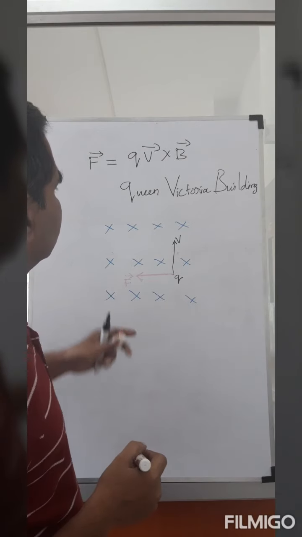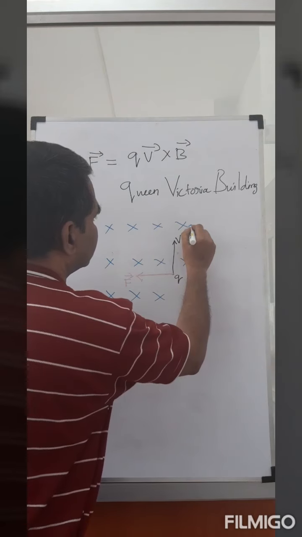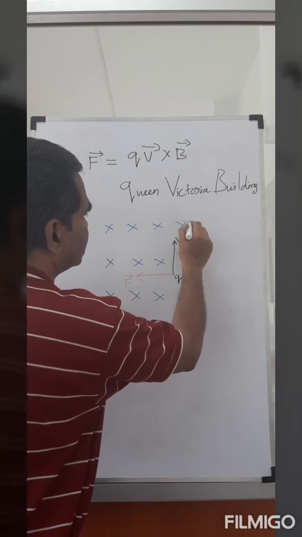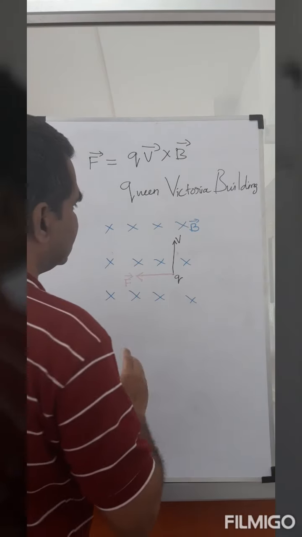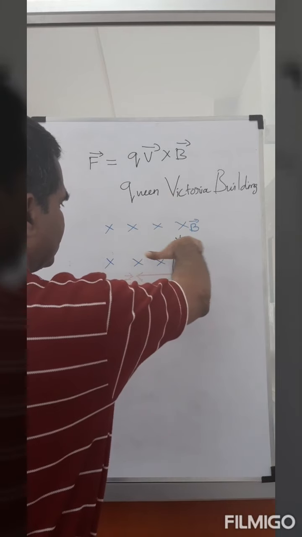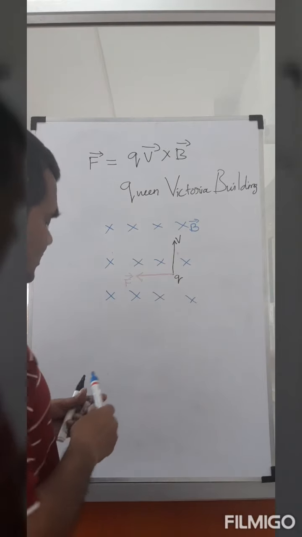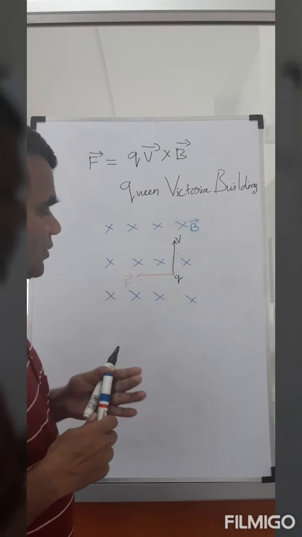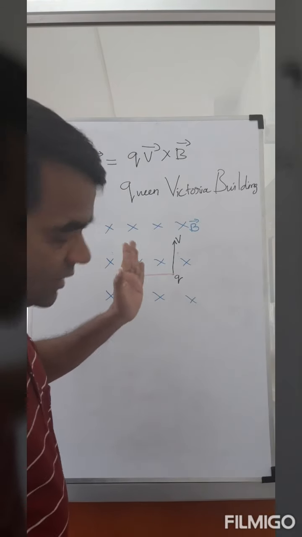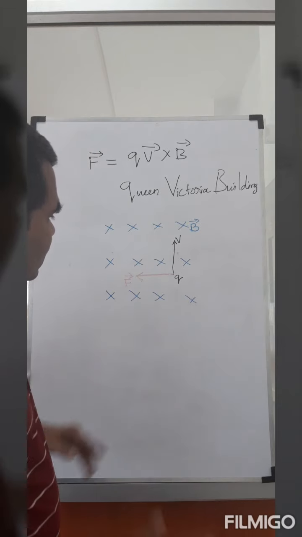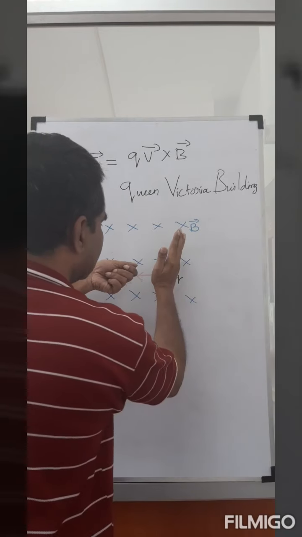This is the direction of the force. And blue, that's B. The B vector is going into the board. So this force is actually V cross B, because the force direction is going to be this way. Okay. So now what will happen to this charge? It is moving with this velocity. The force is pulling it this way, so it will bend.